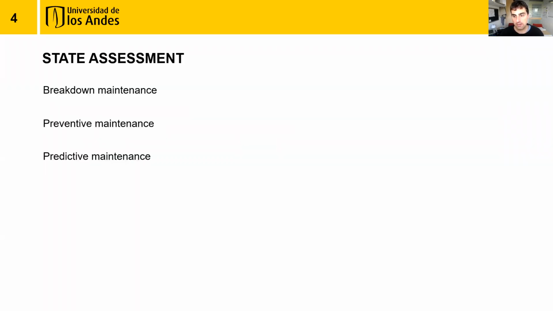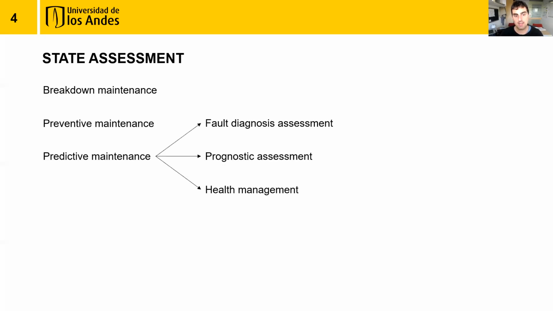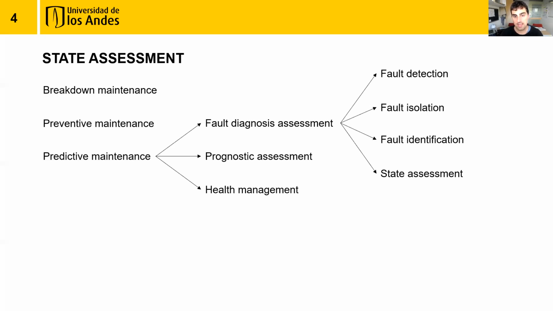So concerning the introduction, current maintenance strategies progress from breakdown maintenance to preventive and then to predictive maintenance. In this context, predictive maintenance is defined as a condition-driven preventive maintenance program divided into three main activities: fault diagnosis assessment, prognostic assessment, and health management. Fault diagnosis assessment deals with fault detection, isolation, and identification.